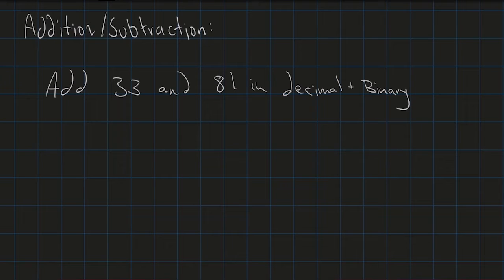So we know how to add and subtract. So we know how to add two decimal numbers. So if we want to add 81 plus 33, we will simply do this.